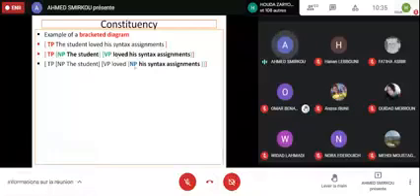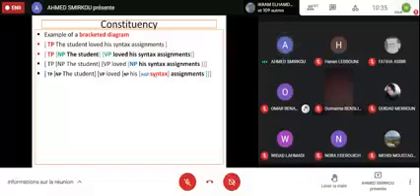We still have further phrases or constituents. Within the VP, we have the noun phrase NP, his syntax assignments. Again, we use brackets for the NP. Within the NP, we still have the adjective phrase, syntax. Now we have finished the phrases.